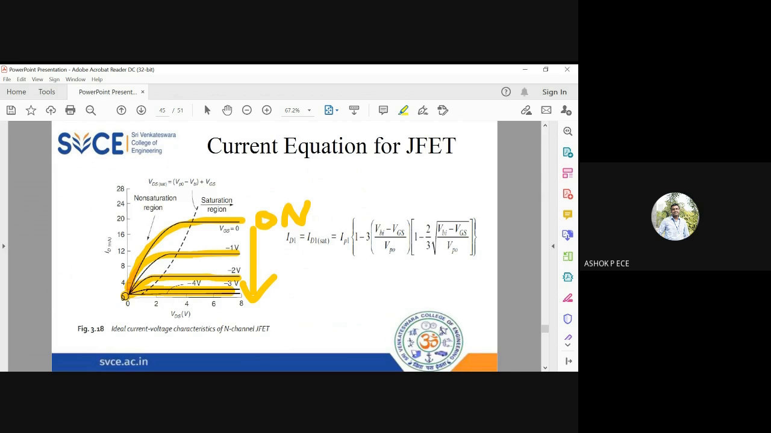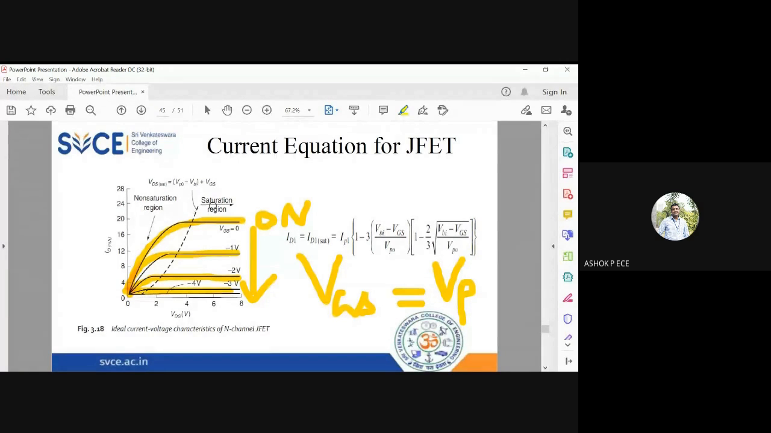So at one particular voltage, when VGS equal to VP, when the VGS is equal to the pinch off voltage VP, the drain current will become completely 0. So for one particular gate voltage, you see the ID will become completely 0. That is going to be the pinch off voltage.